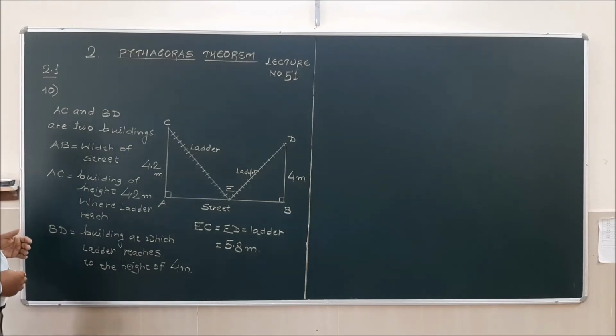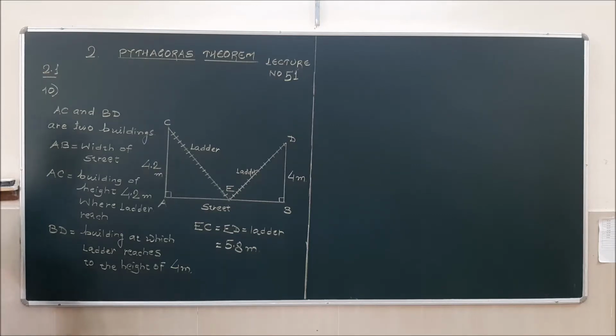I am going to continue the same exercise, that is 2.1, and question number 10. Now the sum is very big, so that is why you have to refer to your textbook. You have to sit with your textbook and understand the sum carefully.